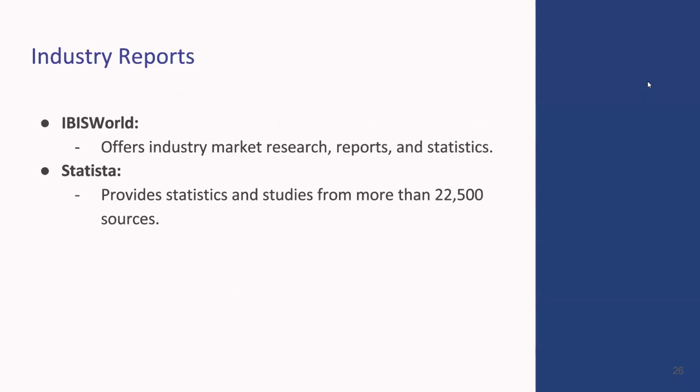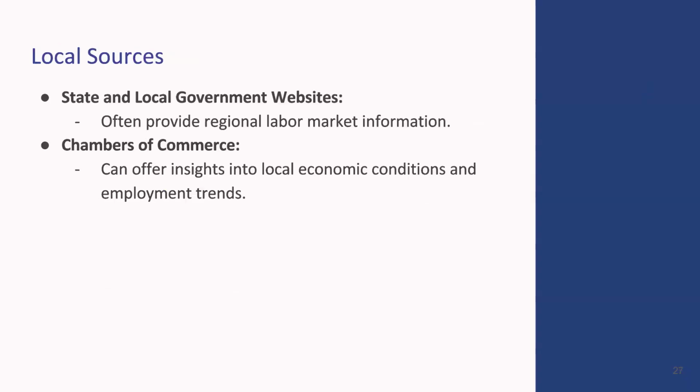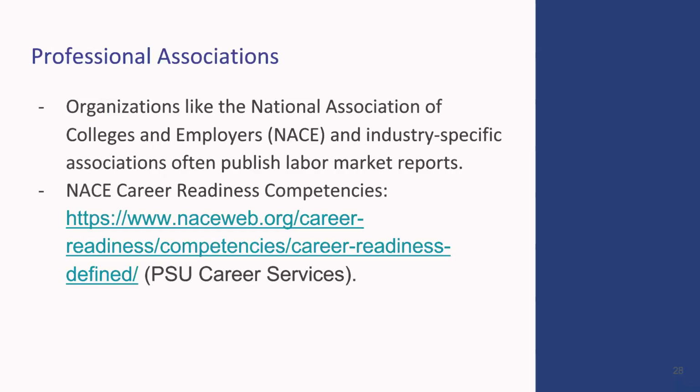Industry reports, such as these, also offer additional reports and statistics. Finally, local sources can also be a resource. Examples of these include state and local government websites that often provide regional labor market information, and Chambers of Commerce. Professional associations can also provide some information. Organizations like the National Association of Colleges and Employers and industry-specific associations often publish labor market reports.